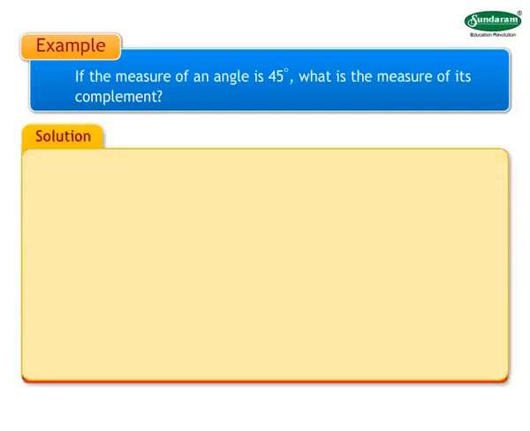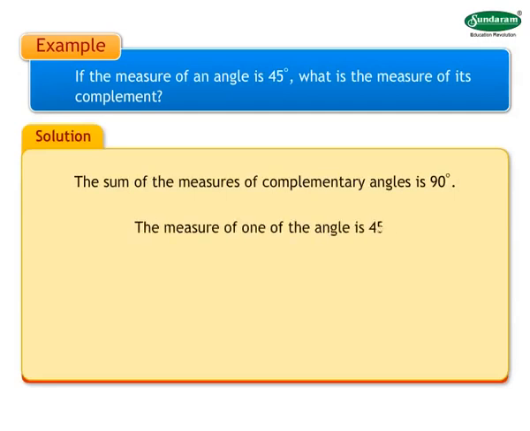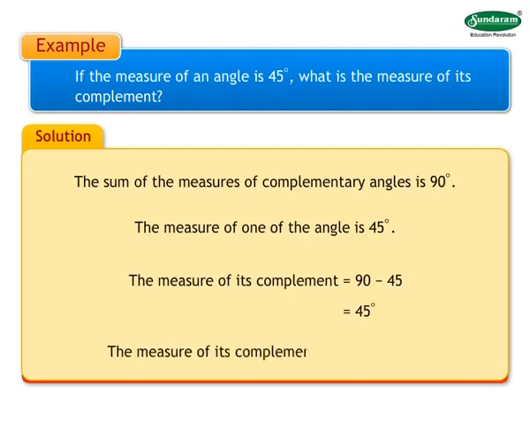Solution. We know that the sum of the measures of complementary angles is 90 degrees. The measure of one of the angles is 45 degrees. The measure of its complement is equal to 90 minus 45, which is equal to 45 degrees. Thus, the measure of its complementary angle is 45 degrees. Now let's solve exercise 17.